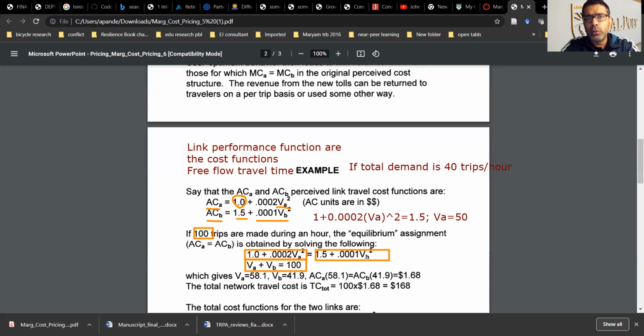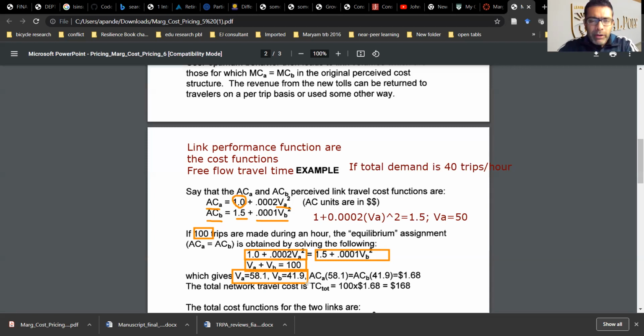Okay, so I'm going to assume that everybody is good with this and can solve this two equation, two unknown problem, even though the equation might be a little bit funky and quadratic here. So when you solve it, you get 58.1 and 41.9 as the split. So 58.1 trips will go to route A, 41.9 trips will go to route B.